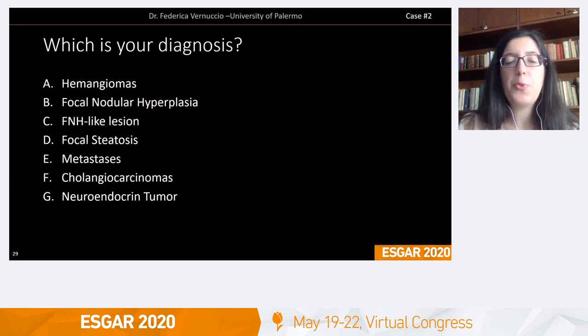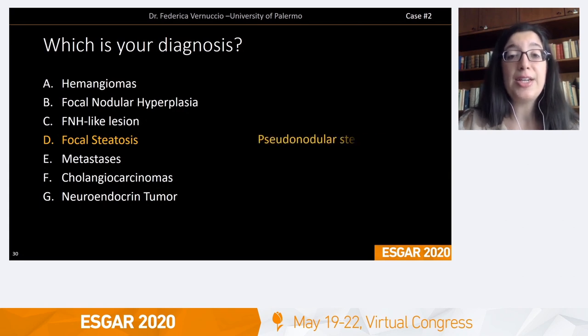I know that all of you will have answered correctly. You have all the elements. So again, we have a patient with history of breast carcinoma, operated, who underwent chemotherapy, and this lesion discovered on ultrasound. So very well. I know that most of you will have answered correctly. These lesions are known as pseudonodular steatosis.